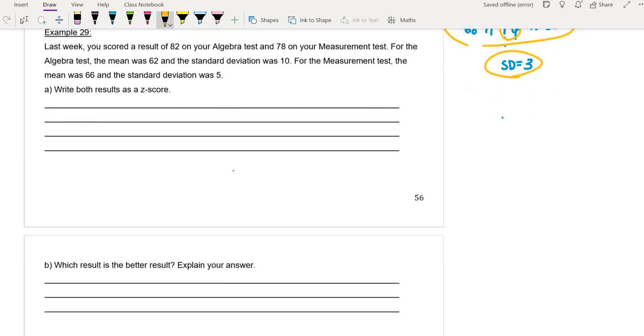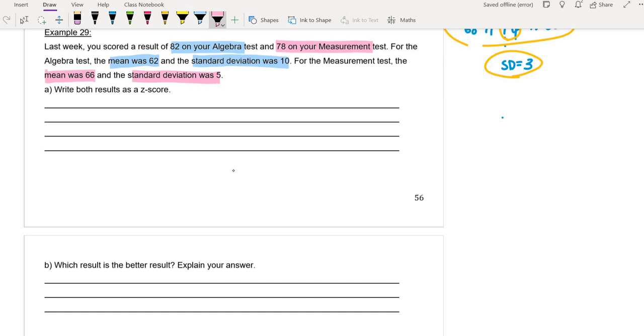So this example here tells you scored 82 on your algebra and then 78 on measurement. But for the algebra test, the mean was 62 for the class or for the cohort or for the state even. And the standard deviation was 10. For the measurement test, the mean was 66, standard deviation was 5.